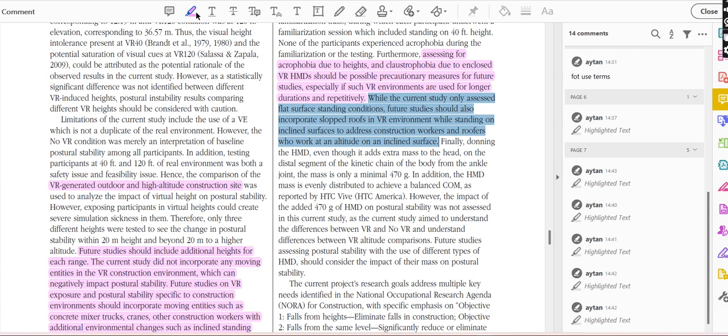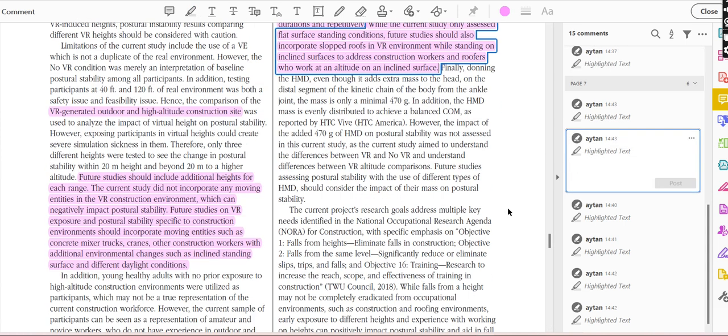Finally, donning the HMD, even though it adds extra mass to the head, on the distal segment of the kinetic chain of the body from the ankle joint, the mass is only a minimal 470 g. In addition, the HMD mass is evenly distributed to achieve a balanced COM, as reported by HTC Vive. However, the impact of the added 470 g of HMD on postural stability was not assessed in this current study, as the current study aimed to understand the differences between VR and no VR and understand differences between VR altitude comparisons. Future studies assessing postural stability with the use of different types of HMD should consider the impact of their mass on postural stability.